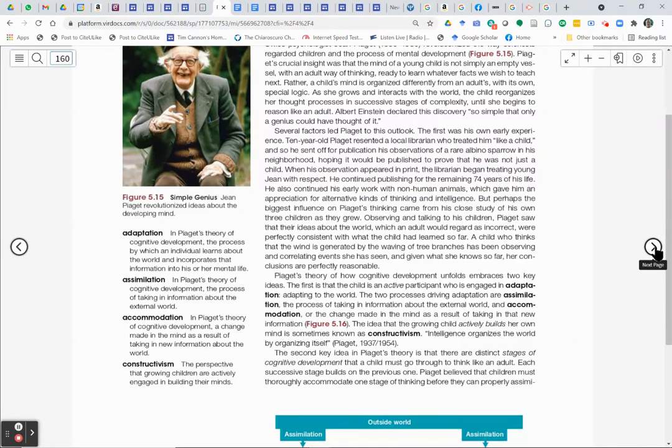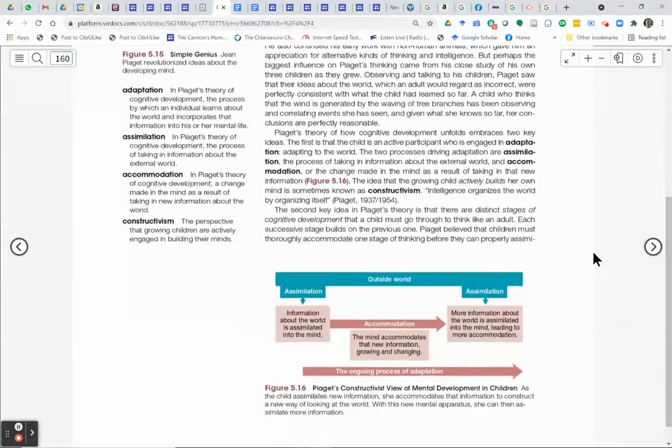And you have to know these elements of Piaget's theory: adaptation, assimilation, accommodation, constructivism. Really important. And this is not made up baloney, as is the case with Freud and Jung, and we'll see a little bit of baloney later in this chapter. When I reviewed an earlier edition of this book, some of the baloney in this chapter was overblown. In fact, it was the vignette at the beginning of the chapter.